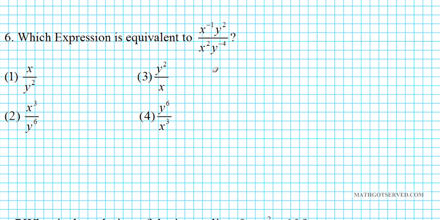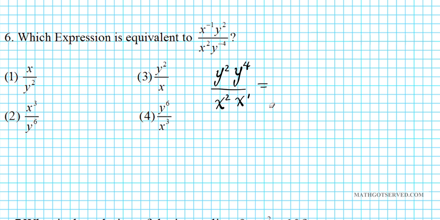If we apply that here, we're going to have y squared. If we reciprocate y to the negative 4, we'll have y to the fourth. Note that the sign of the power changes upon reciprocation, okay? And we have x squared. If we reciprocate x to the negative 1, we'll have x to the first power.